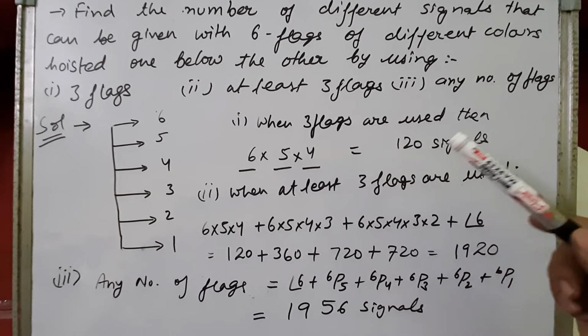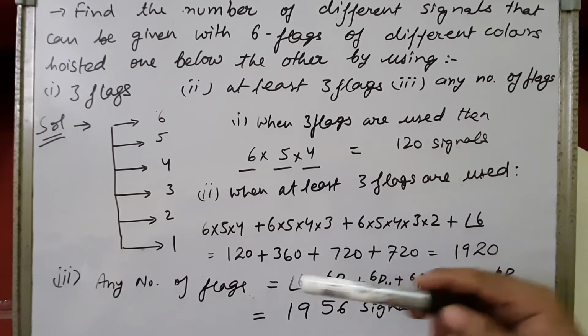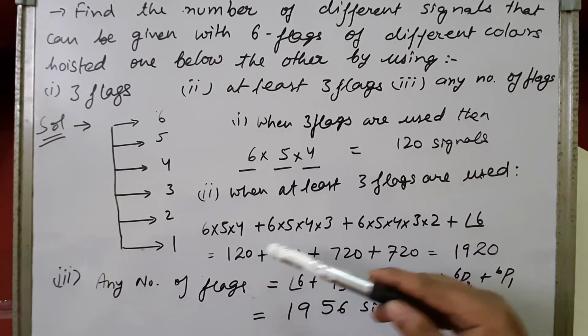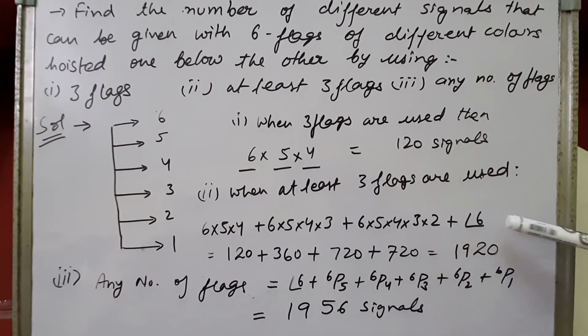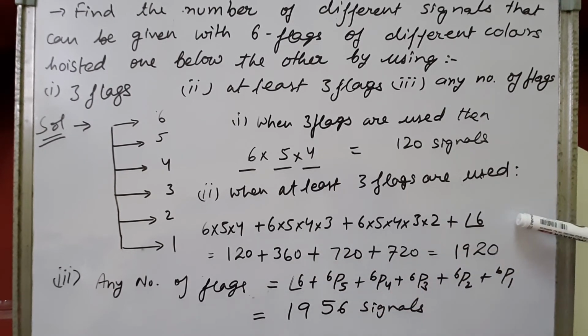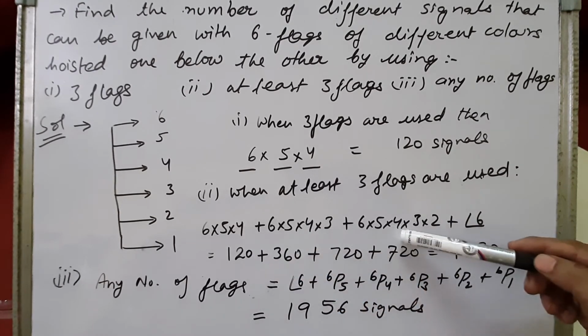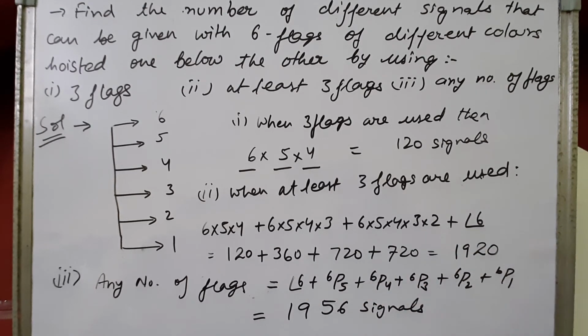So when at least 3 flags are used, it means 4 flags could be used, minimum 3 flags. Maximum how many flags do we have? 6. So when 3 flags are used, the number of signals will be 6 into 5 into 4. When 4 flags, 6 into 5 into 4 into 3. When 5 flags, when 6 flags. So these are the number of ways when different numbers of flags are used: for 3 flags, for 4 flags, for 5 flags, for 6 flags. It will be like 1920.